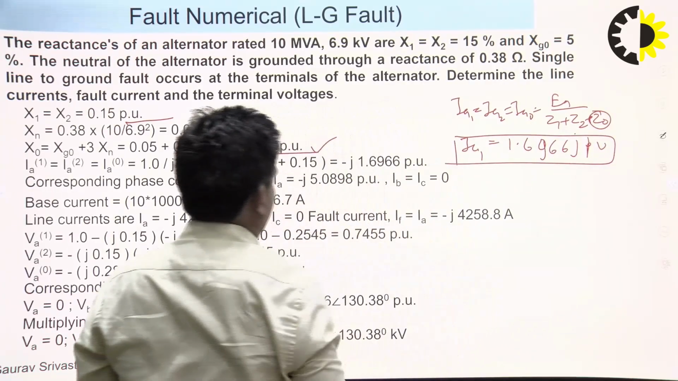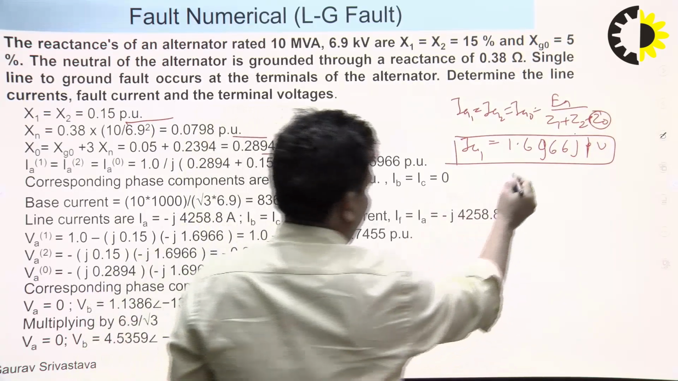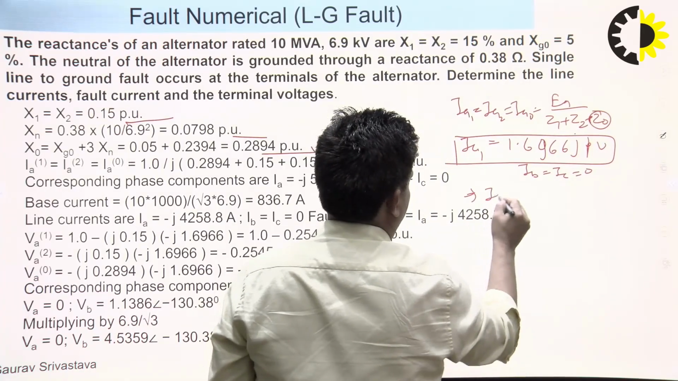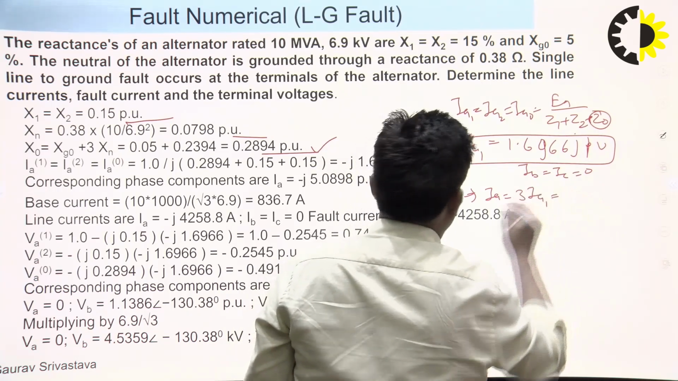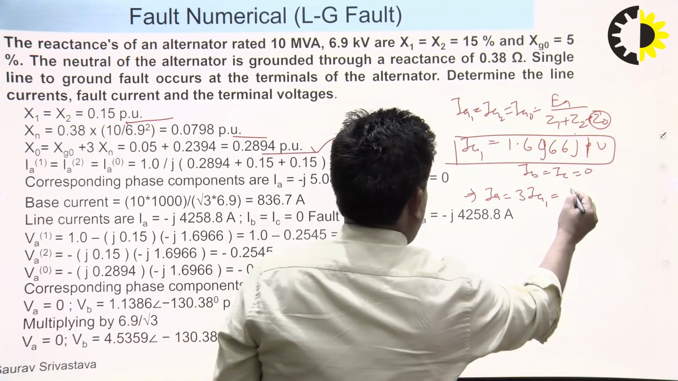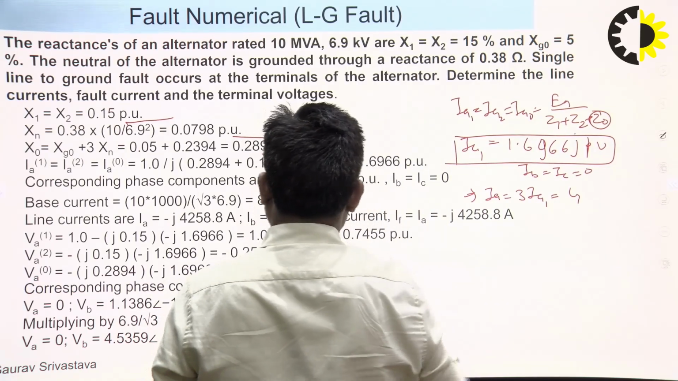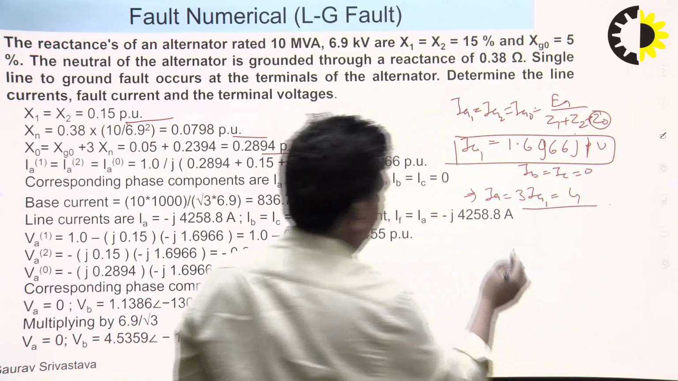So what will happen? IB is equal to 0 and IC is equal to 0, and IA is equal to 3 times IA1. So the value is calculated. If you look at it, we have found the value for the line current. Okay. Then the per unit value is given.